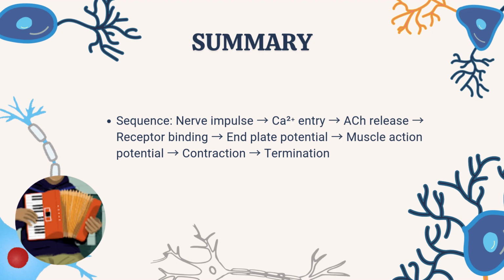The summary: to summarize, the sequence of neuromuscular transmission is nerve impulse, calcium entry, ACh release, receptor binding, end plate potential, muscle action potential, contraction, then termination. This efficiently converts an electrical signal in the nerve into mechanical contraction of the muscle.